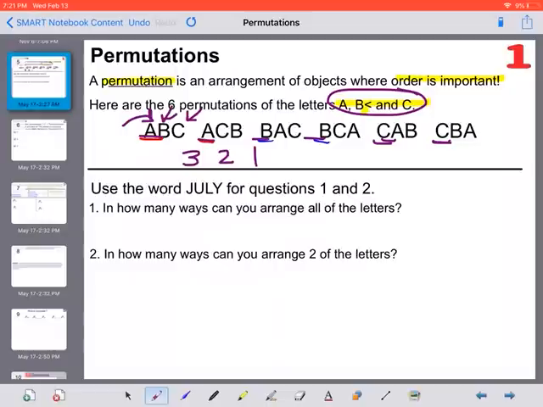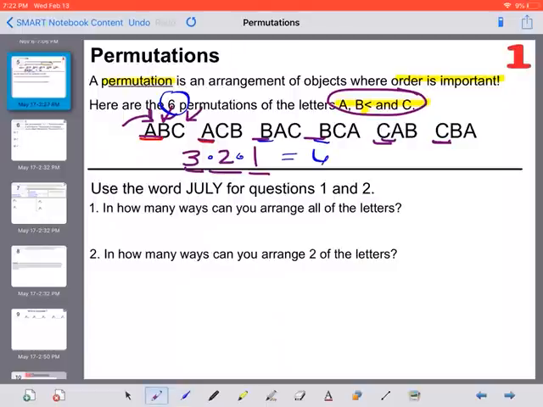So we had 3 choices for the first spot, 2 choices for the second spot, and 1 choice left for the third spot. So if we multiply these, we get our answer of 6. There are 6 different ways we can rearrange the letters. 3 times 2 is 6, 6 times 1 is 6. There are 6 ways we can rearrange the letters.